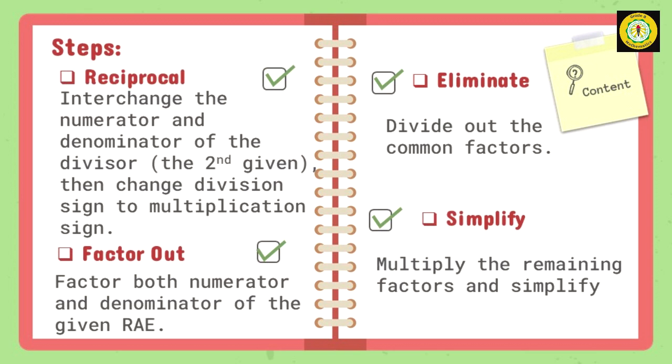Division of rational algebraic expressions. Steps in dividing rational algebraic expressions. First, reciprocal: interchange the numerator and denominator of the divisor, the second given. Then change the division sign to a multiplication sign. Second, factor out: factor both numerator and denominator. Third, eliminate: divide out the common factors. Last, simplify: multiply the remaining factors and simplify.